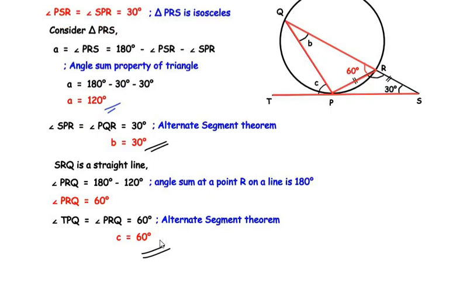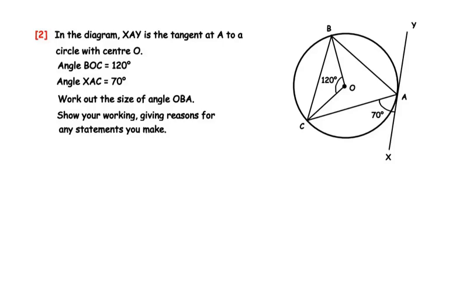Now let us move on to the second question. In the diagram, XAY is the tangent at point A to a circle with center O. Angle BOC is equal to 120 degrees. Angle XAC is equal to 70 degrees. Work out the size of the angle OBA, that is this angle. Show your working, giving reasons for any statements you make. So you can pause the video and give it a try.